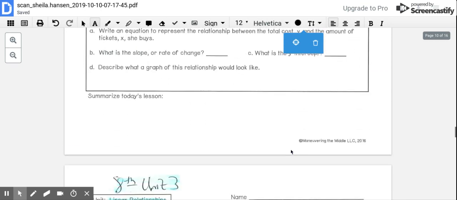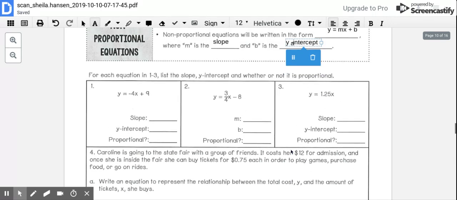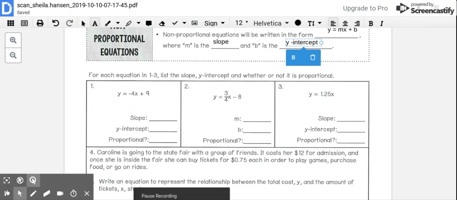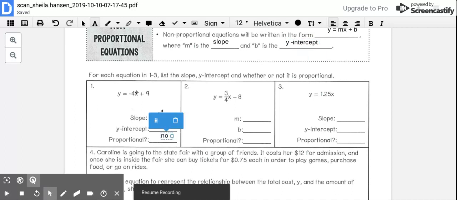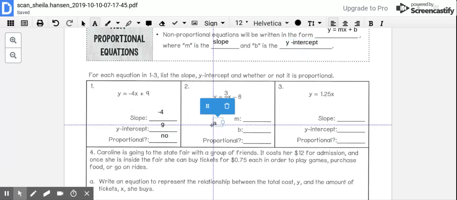All right, so we're almost done here. For each equation, list the slope, the y-intercept, and if it's proportional or not. I want you to try it, so pause it. I went ahead and did the first one. We got the slope in front of the x. The y-intercept is 9. Make sure you have negative here. And then it is not proportional.